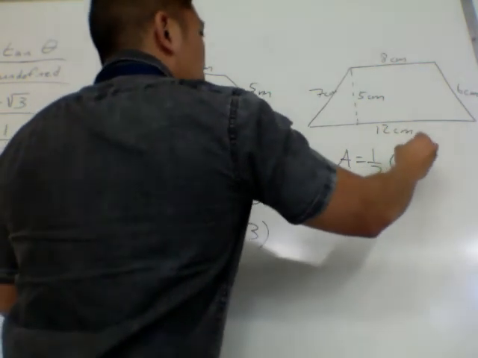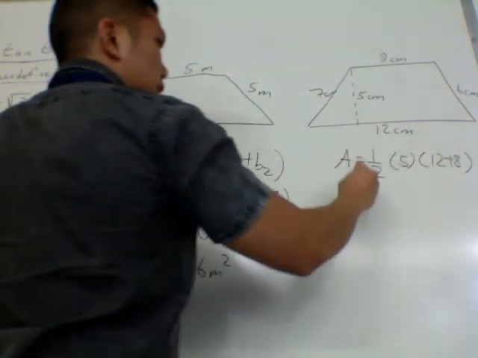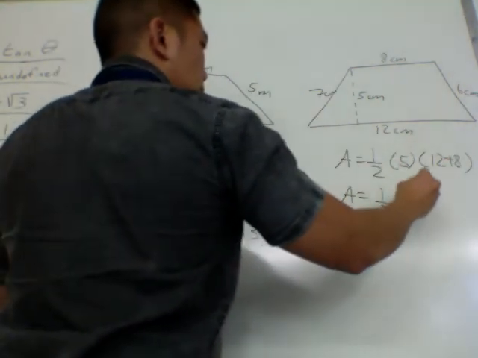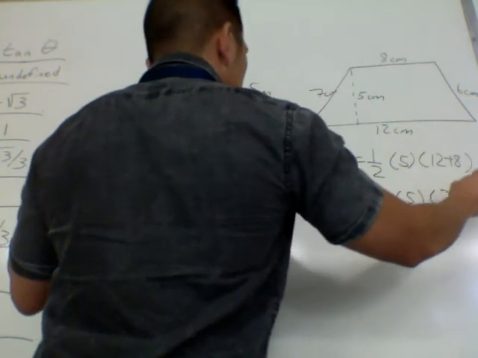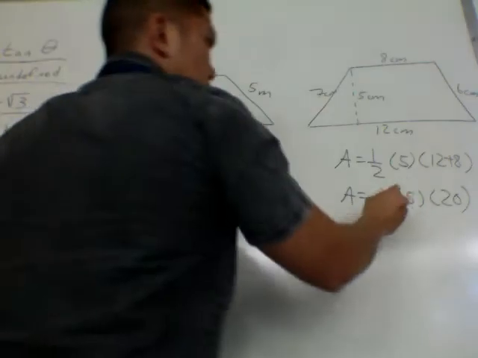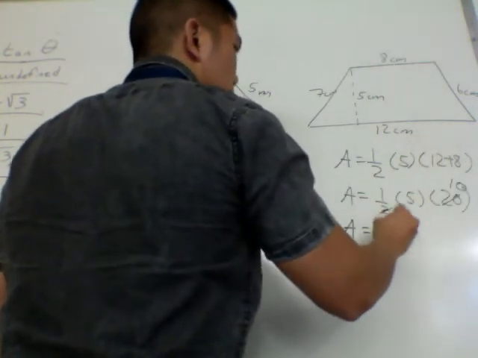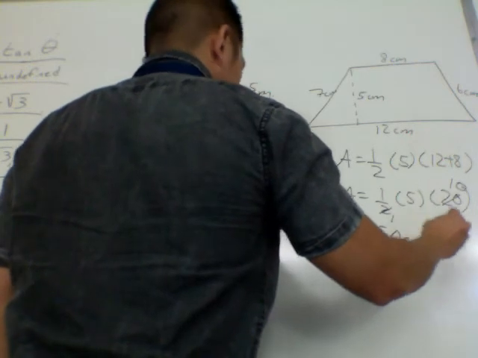The height is 5, and I'm doing 12 plus 8. So this is area is equal to 1/2 5 times 20. And then I'm going to go ahead and cancel. The 2 goes into 20 10 times. And so my area is 50 centimeters squared.